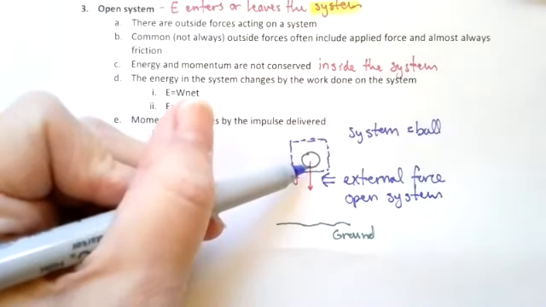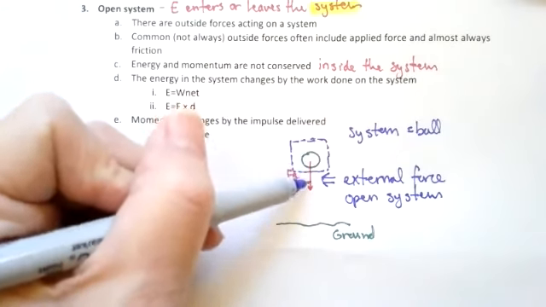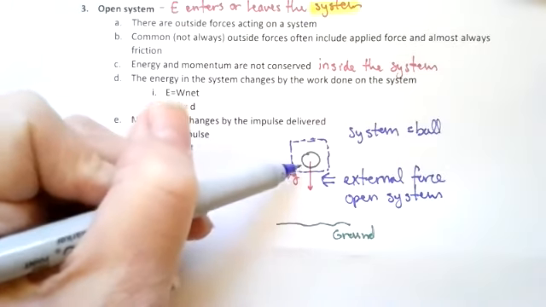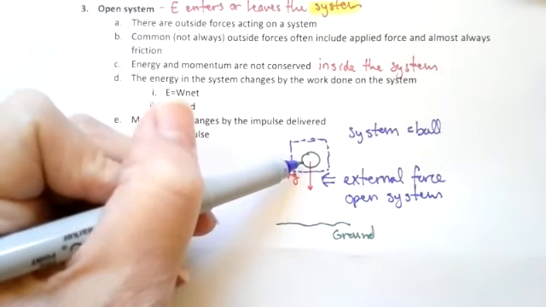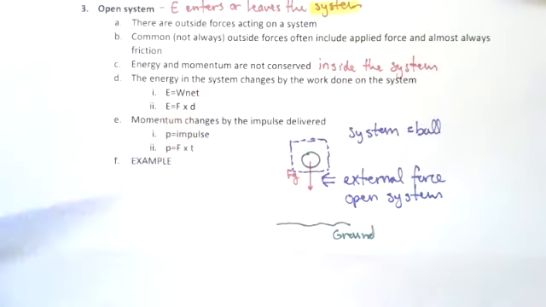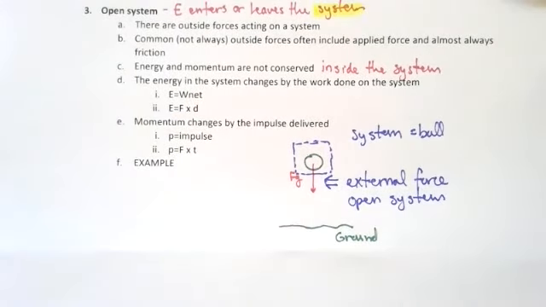And this is doing work. This force is causing the ball to move this distance. So my motion is going this way, and it's this distance. And this is doing work on my system. So this is going to be increasing the mechanical energy of my system.